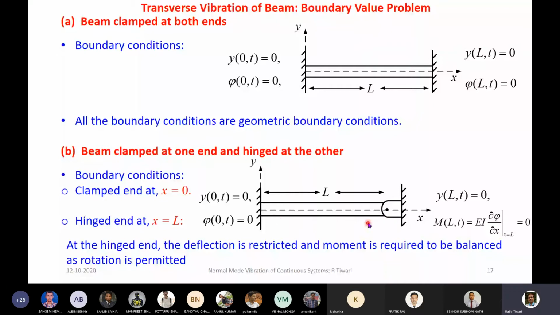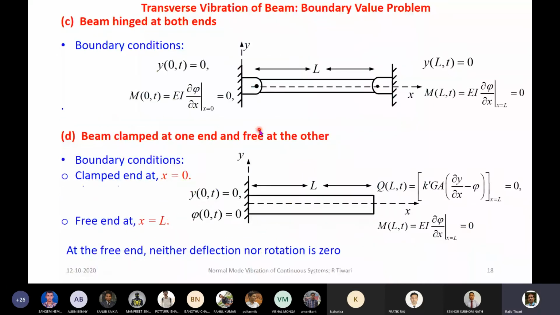If both ends are pinned, then similar boundary conditions will apply. Here the displacements are 0 at both ends. And because a pin joint cannot take moment, the moments should be 0. Slope will not be 0 at both the ends.